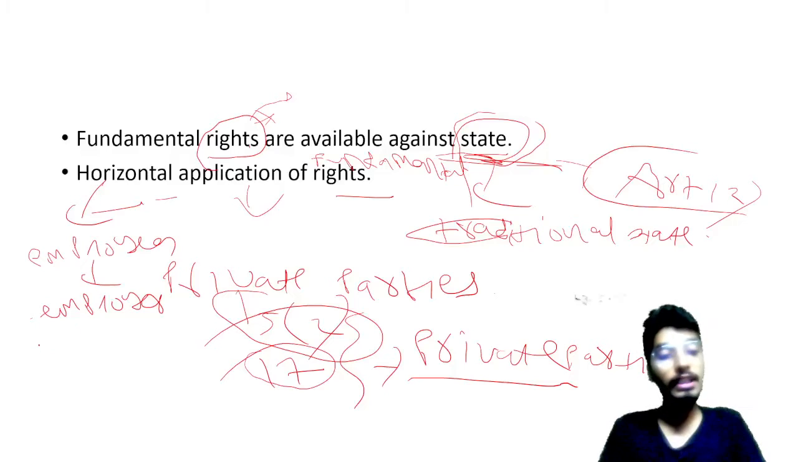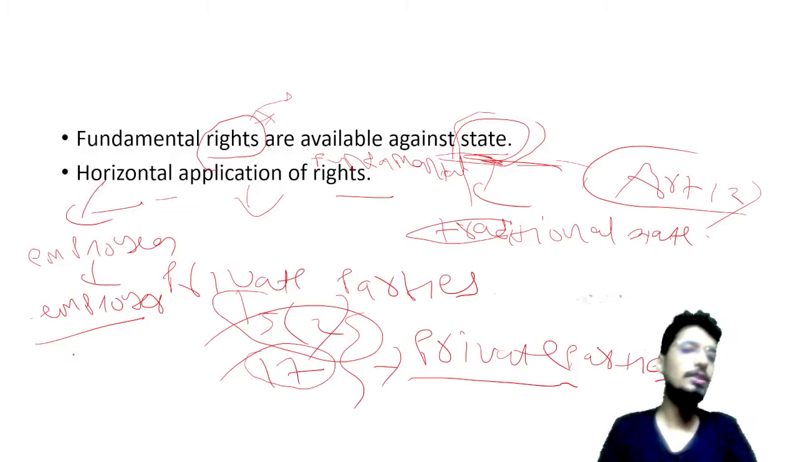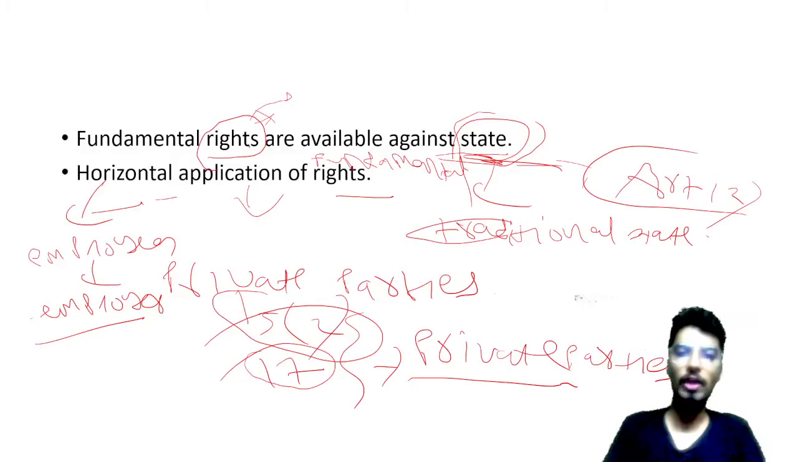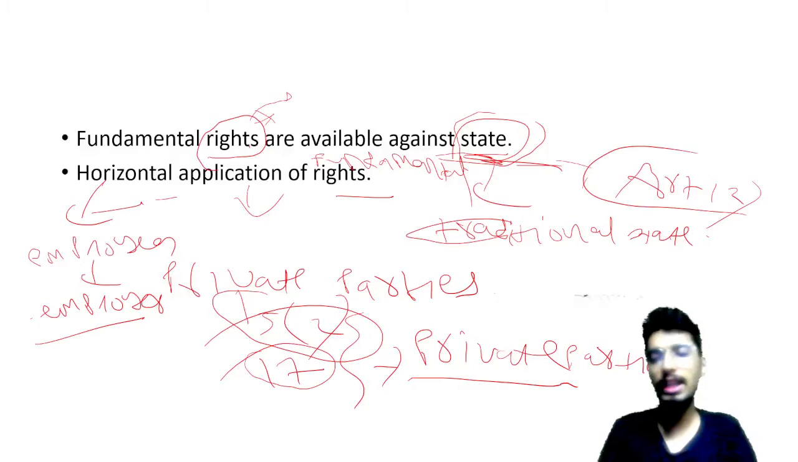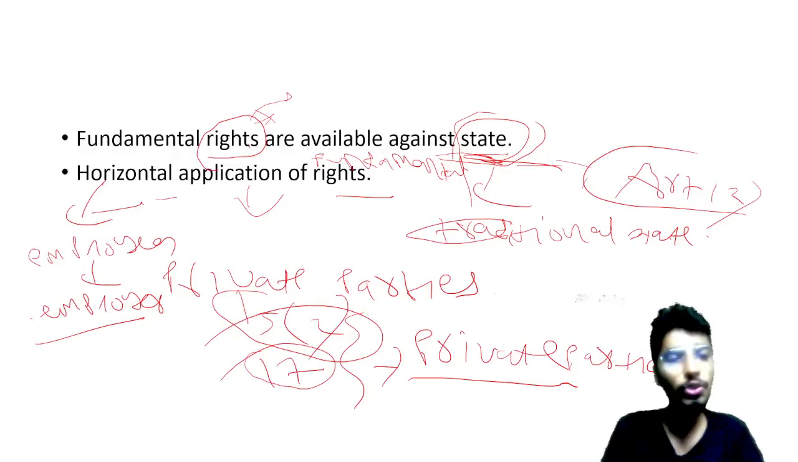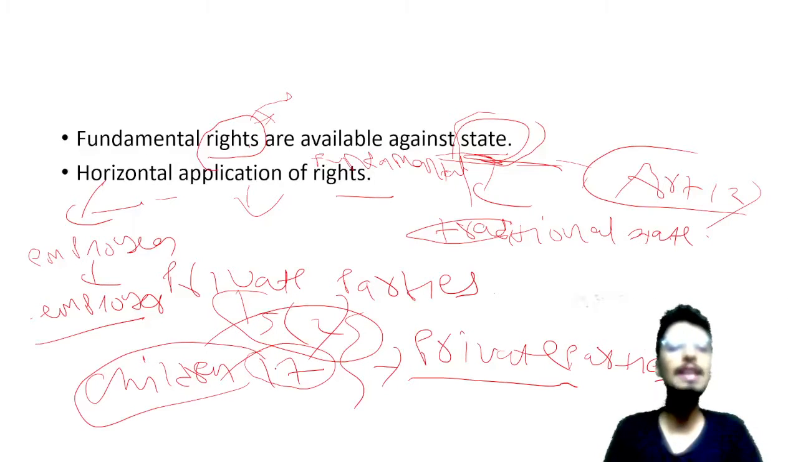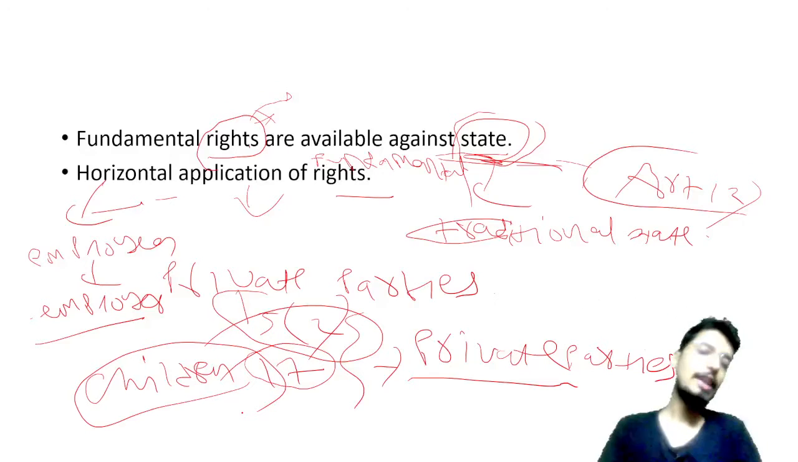Similarly, in another case where certain children were involved in the firecracker industry in Tamil Nadu, in Sivakasi district, the Supreme Court said that this is a violation of Article 24, because employment of children below 14 years is prohibited in hazardous factories and industries. The Supreme Court said this is a clear violation of fundamental rights, and because of that, those private industries will have to compensate those children. So you can see that it was applied against the private parties.